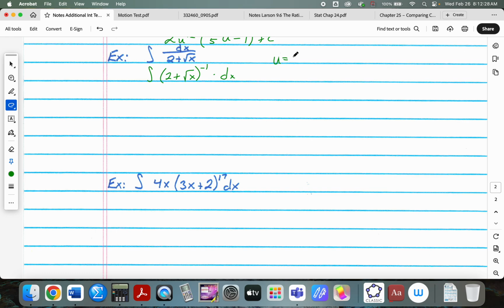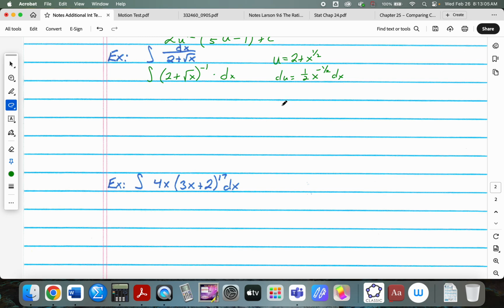So I'm going to let u be equal to 2 plus x to the 1/2. Then du is going to be equal to 1/2 x to the negative 1/2 dx. And while the 1/2 doesn't really trouble me, I could multiply both sides by 2 to get rid of that. I can't move this over here because then I'd have an x and a du over here, and I don't want to have mixed variables.